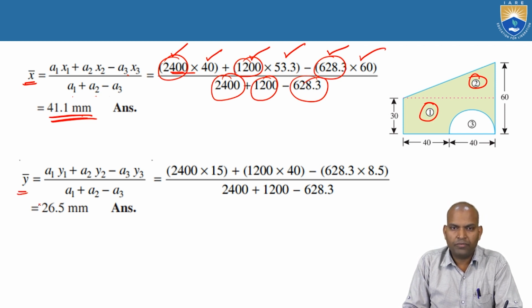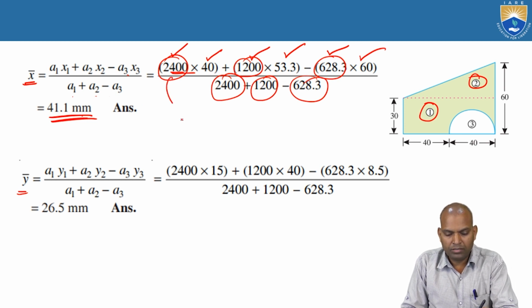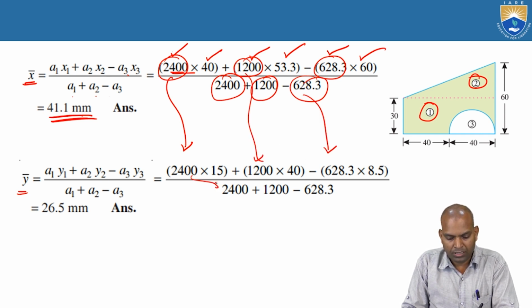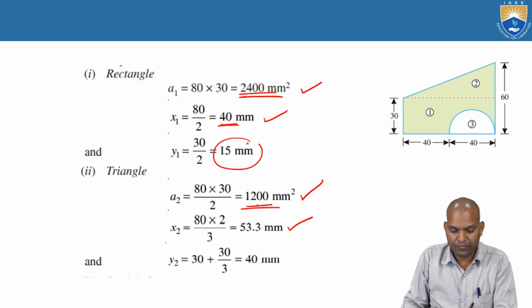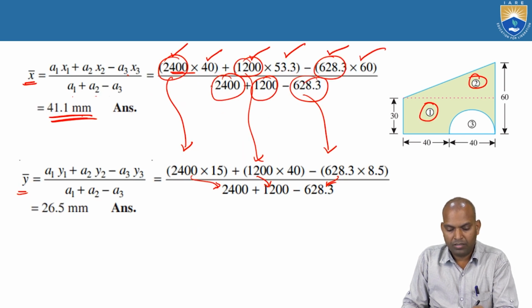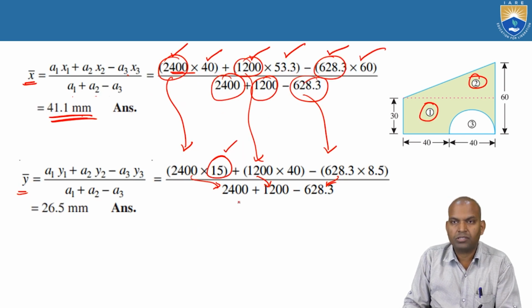Bar y equals A1 y1 plus A2 y2 minus A3 y3 by A1 plus A2 minus A3. What is A1? Yes. What about A2 here? Yes, here. What about A3? So this is connected A1 plus A2 minus A3. What about Y1? Coming back, Y1 is 15 millimeters.